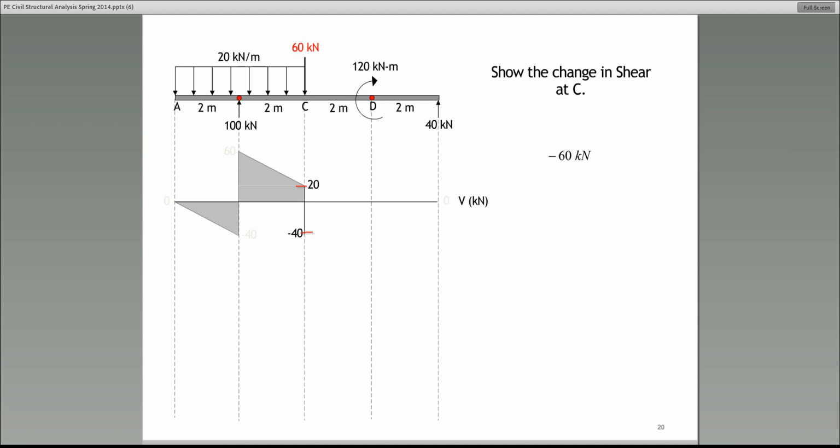Now tell me, as we proceed from C to D, is there anything between C and D that would change the shear, which in this case is the summation of forces in the y direction to the left of the cut? Is there anything that would change the summation of forces in the y direction from C to D? The answer is no, there isn't. Therefore, the shear remains constant at negative 40.